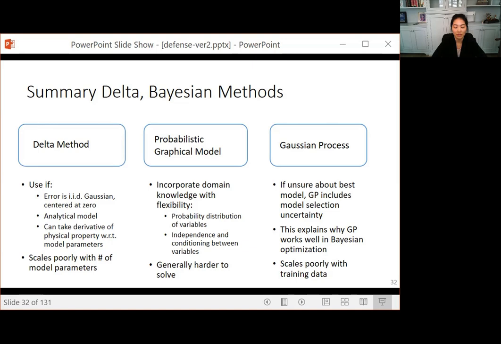And then for the probabilistic graphical model, the Bayesian regression falls under this. And the good thing about it is that it's very general. You can incorporate domain knowledge more flexibly.